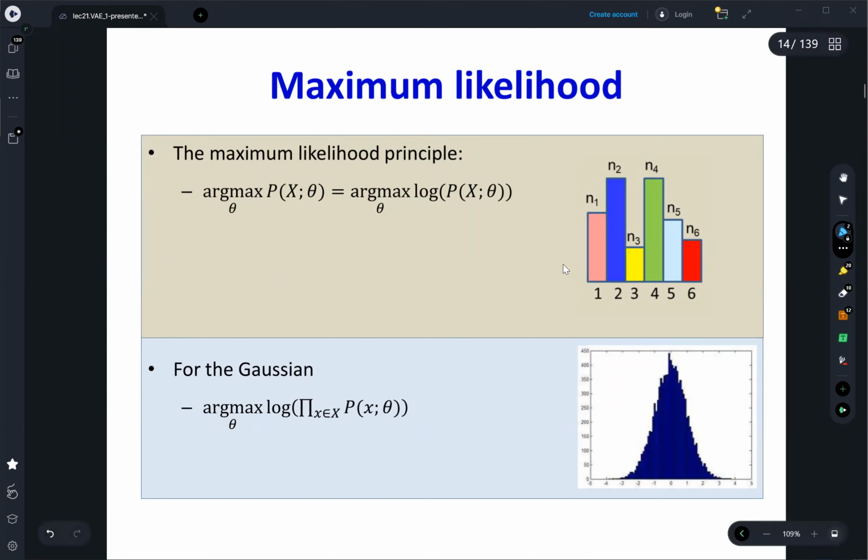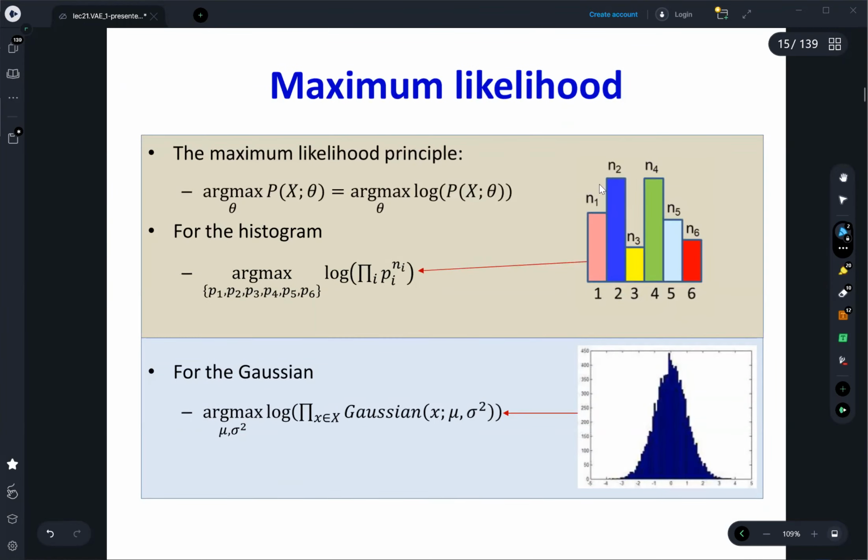Now here, for example, if I gave you this histogram of outcomes from a dice, and if I were to ask you, what do you think the probability of 1 is for this dice? What is the answer you would give me? Anyone? If I asked you, it's 1/6, really? It's going to be n1 divided by the sum of all of the number of outcomes, right? n1 over the sum of all. And so where does that come from?